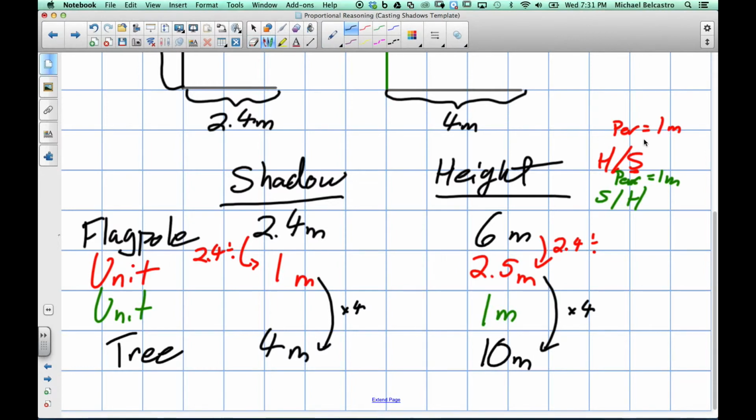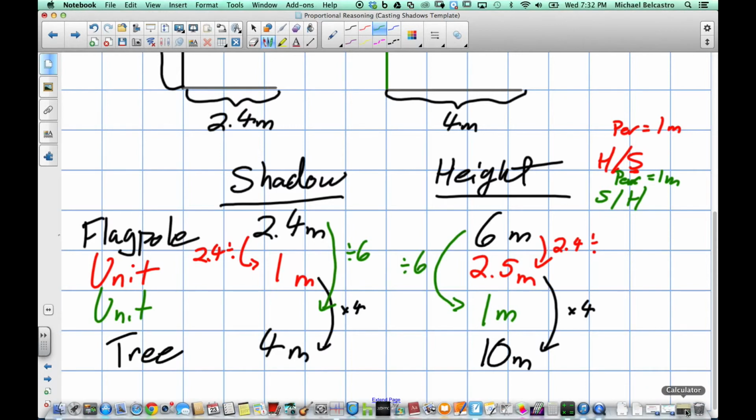So we used the red unit rate, where we use shadow as 1 meter. But what if we convert height to 1 meter? Same idea. This time, we want 6 to turn into 1. So we've already got our answer. We're just using another method now. Same idea to start. We're going to divide 6 by itself. We're going to divide by 6. Because we divided the height of the flagpole by 6, we'll also have to divide the shadow of the flagpole. We'll divide that by 6.